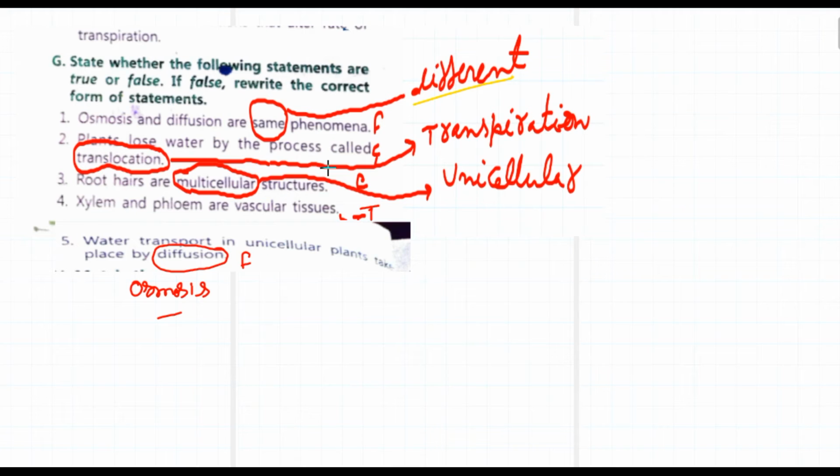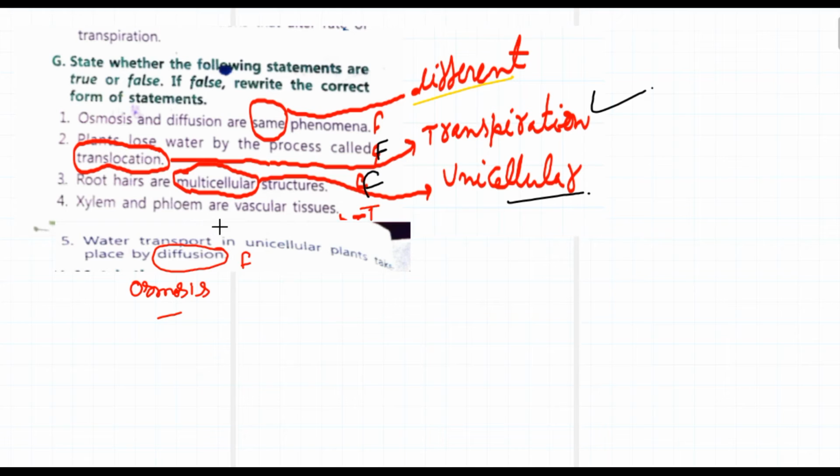Plants lose water by a process called translocation. No, translocation is the transport of food. So what is that process? Instead of translocation, we will write transpiration, right? So this statement is also false. Root hairs are multicellular structures. This statement is false, root hairs are unicellular structures.